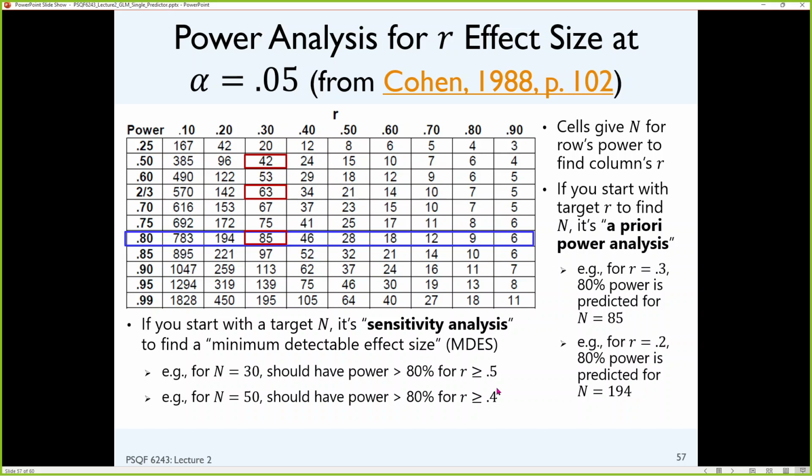All right, so let's say I can afford 30 people. That means that if I'm targeting 80% power, I have that if R is greater than or equal to 0.5. If I can afford 20 more people, now I have 80% power for an R greater than 0.4 instead. This is known as a minimum detectable effect size. And I think this way makes a lot more sense in practice to approach it from.